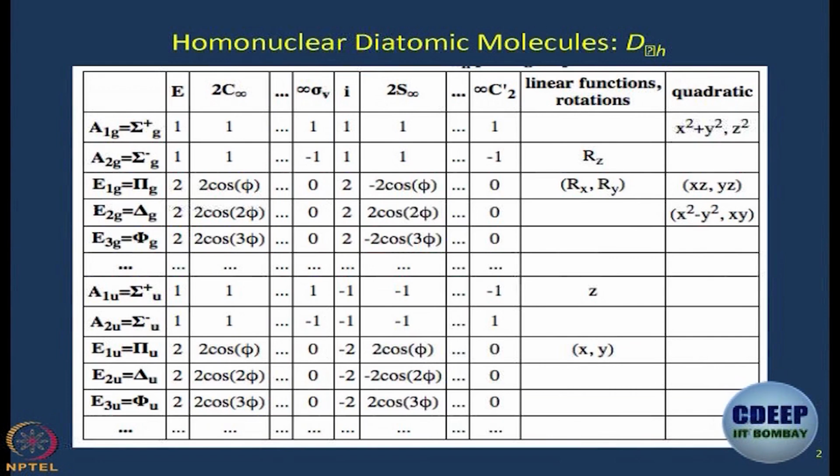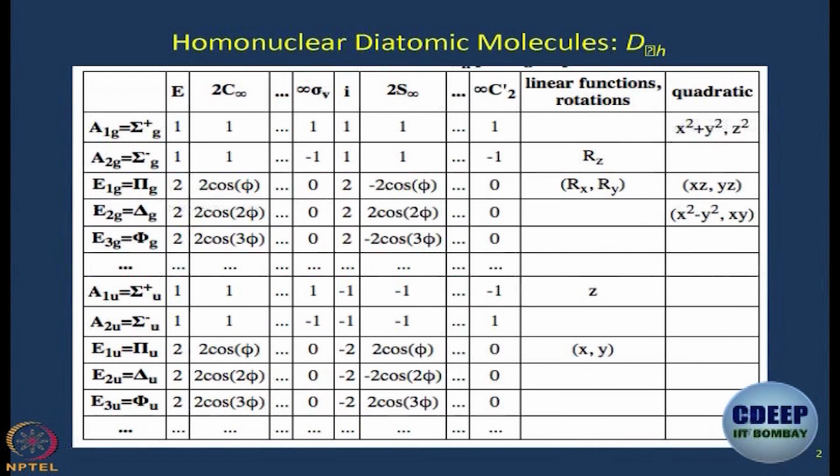To recognize the fact that it is a special character table, you call it sigma G plus. This one is A2G. A2G means what? Symmetric with respect to C infinity, therefore A, antisymmetric with respect to sigma V, therefore 2, and symmetric with respect to I, therefore G. Okay. Do not call it A2G, you call it sigma G minus. G is the same, it is just that instead of A1 I am writing sigma plus, instead of A2 I am writing sigma minus. Okay.